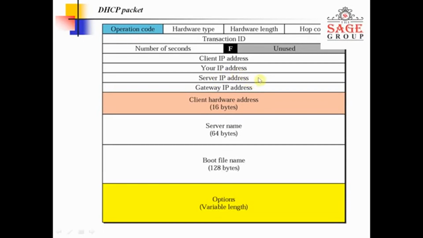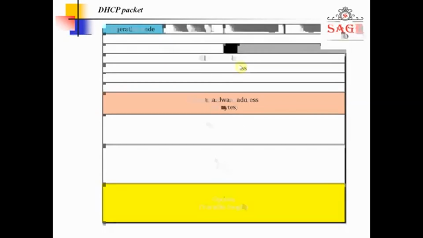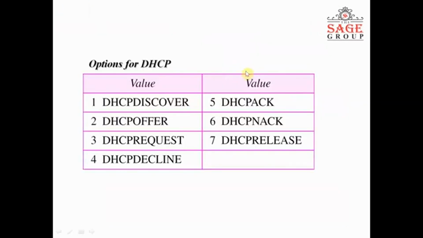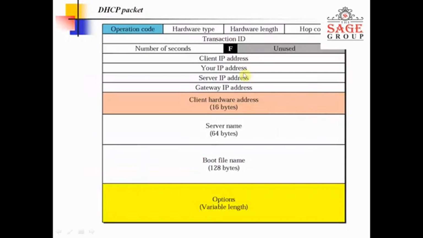Suppose A wants to send data to C. Firstly, A has to reach C with the help of B. So C is known as the server and A is known as the client. So C contains the IP address of A, B has the server IP address, and you are in the middle between them, so your IP address is here. After this is the gateway IP address.